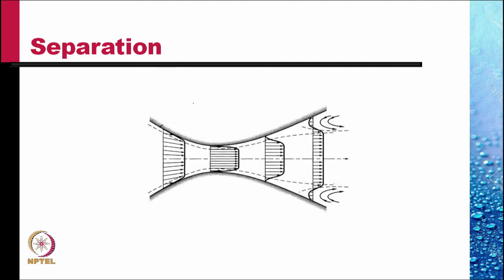This sketch illustrates the separation that we are talking of. At about this point, the velocity gradient normal to the wall decreases to 0 and the flow separates. We have thus separation at these two locations, and there is a reversed flow near the wall, as you can see. We have recirculating eddies in this region.